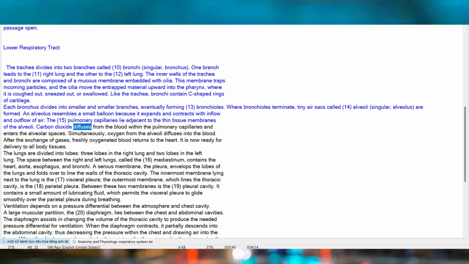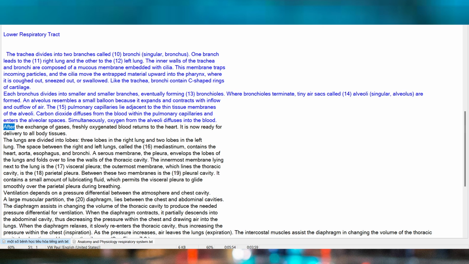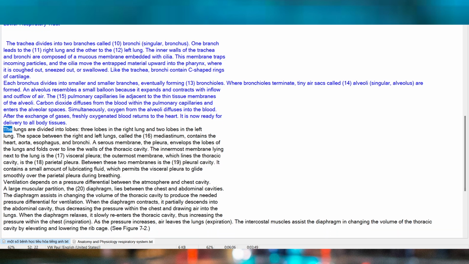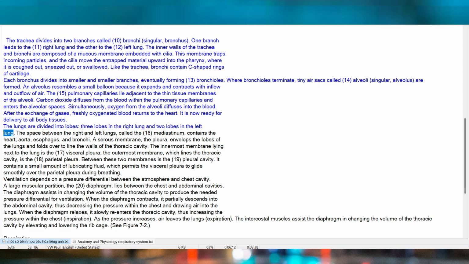Carbon dioxide diffuses from the blood within the pulmonary capillaries and enters the alveolar spaces. Simultaneously, oxygen from the alveoli diffuses into the blood. After the exchange of gases, freshly oxygenated blood returns to the heart. It is now ready for delivery to all body tissues. The lungs are divided into lobes, 3 lobes in the right lung and 2 lobes in the left lung.